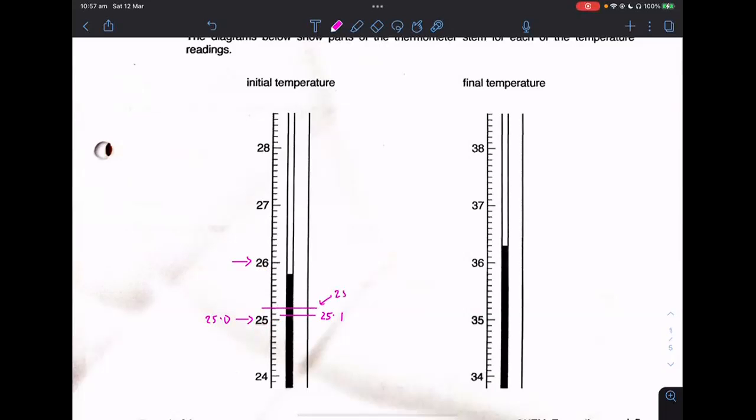So, this thermometer is actually fairly accurate, and therefore that reading there, you don't round it up, you read the actual value, that's 25.8 degrees Celsius. Same thing there, you read the actual value, that's 36.3 degrees Celsius there.